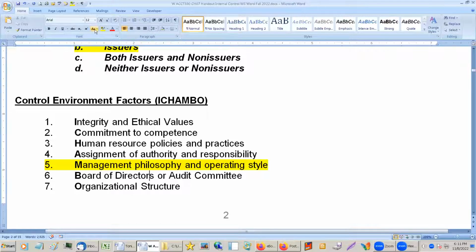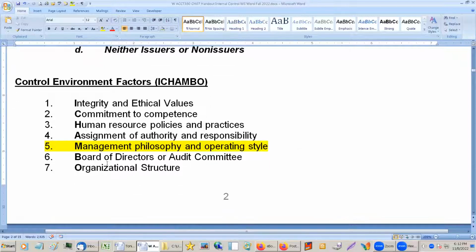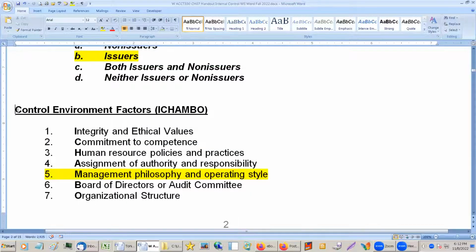And I thought it was really interesting that Anthony actually said that, for many management, it's like, well, of course it's right, it has to be right. And that's what we should have been doing. Board of directors and audit committee, how much oversight they have, and the organizational structure, those are all part of the environment, and the environment is really important.